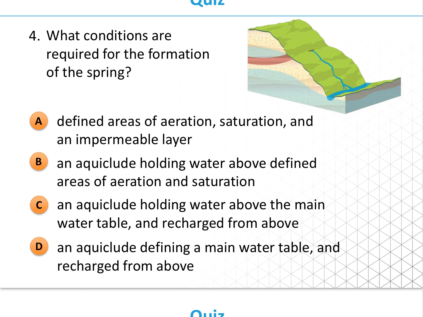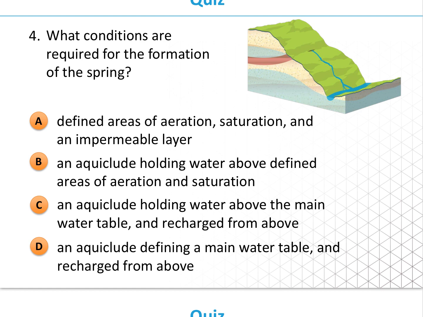All right, so what conditions are required for the formation of a spring? Remember, the water table, whether it's elevated or not, needs to come in contact with the surface. All right, so we need, in this case, we have an impermeable layer. We have an aquiclude that is preventing the water from seeping all the way down, and therefore you're getting that spring to pop out, elevated above, and then flow down. So then what choices do we have? So let's cross off the things again that are not going to make sense.